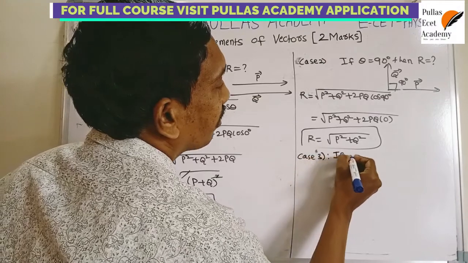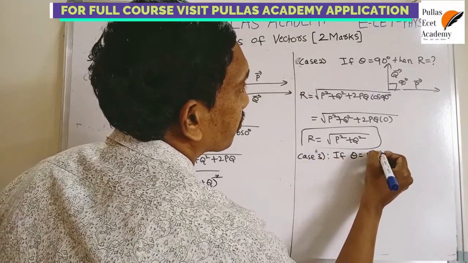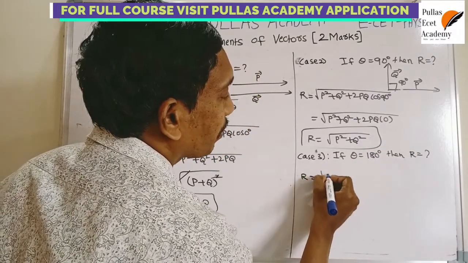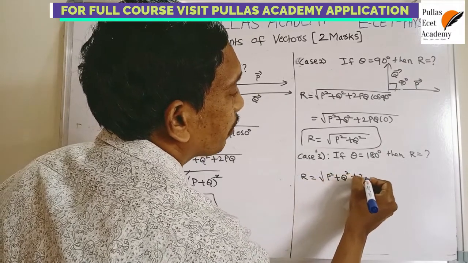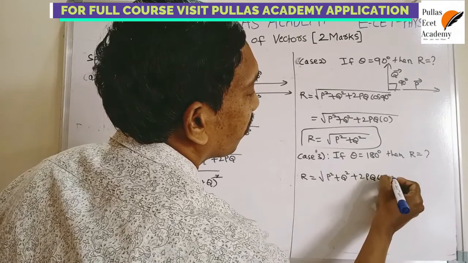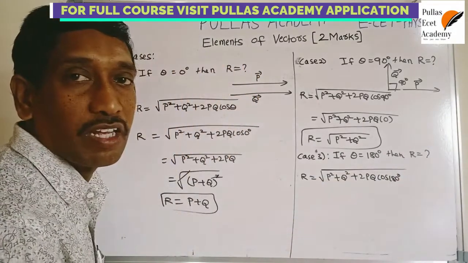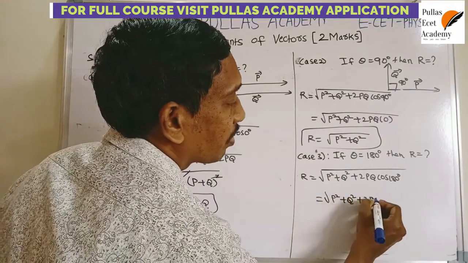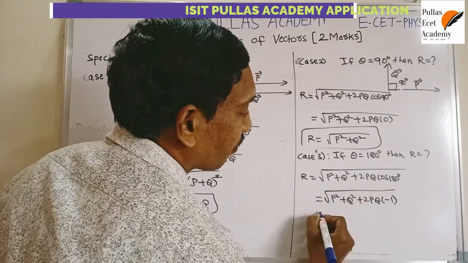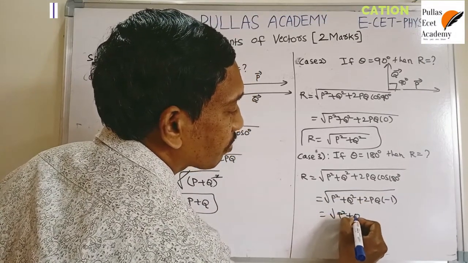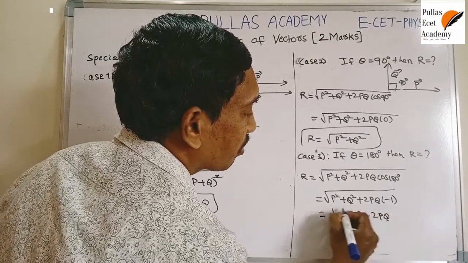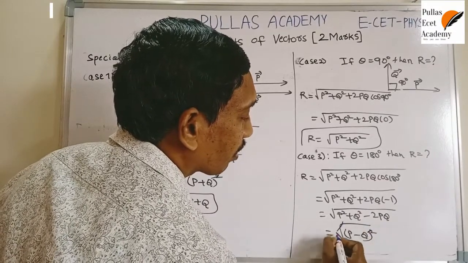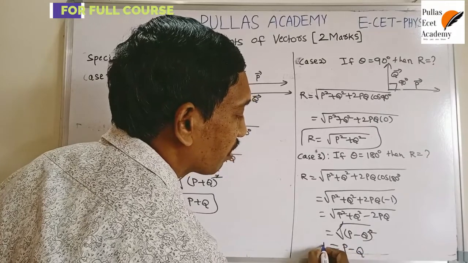Case 3: suppose theta is equal to 180 degrees. Then what is R? R is equal to under root of p square plus q square plus 2pq cos 180 degrees. Now, what is cos 180 degrees? Cos 180 degrees is minus 1. So after simplification, it is under root of p square plus q square minus 2pq. This is the formula for p minus q whole square under root. The square root cancels, and finally p minus q is the resultant vector.